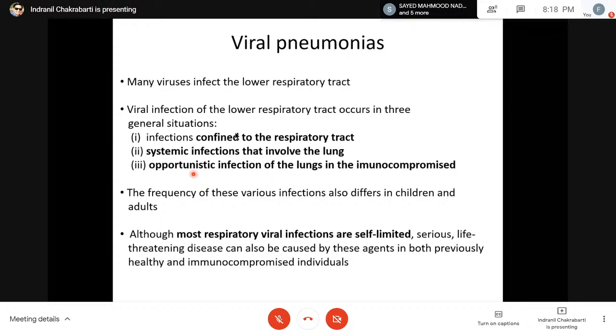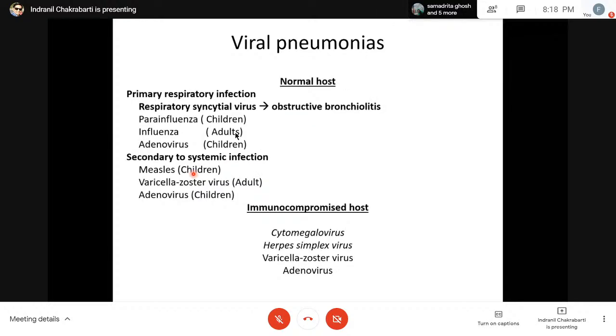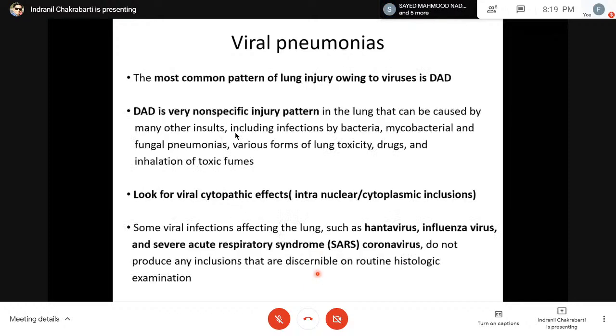So again, for diagnosis, in a normal host, RSV, parainfluenza, influenza and adenovirus are very important. While secondary to systemic infection, post-measles, adenovirus or varicella zoster can lead to viral pneumonias. While in immunocompromised hosts, cytomegalovirus, HSV, varicella zoster or adenovirus are the common offenders. Now the most common pattern of lung injury owing to virus is that.